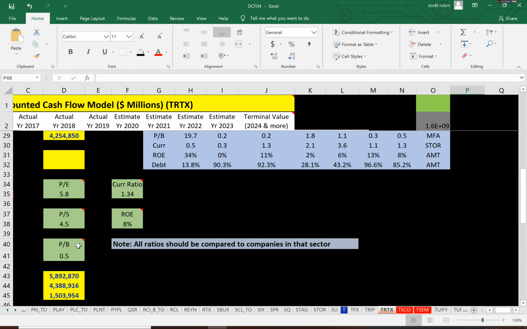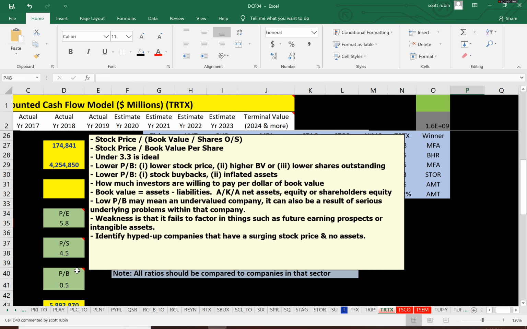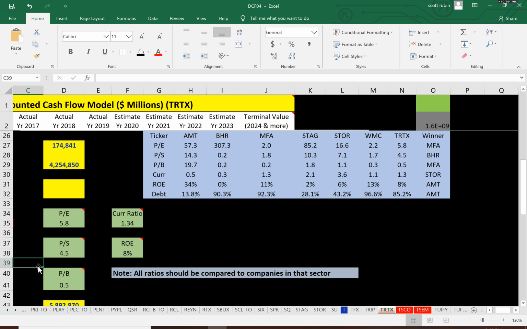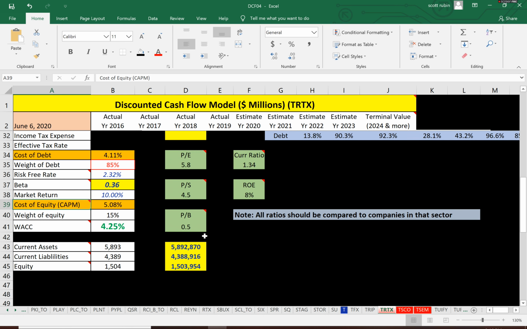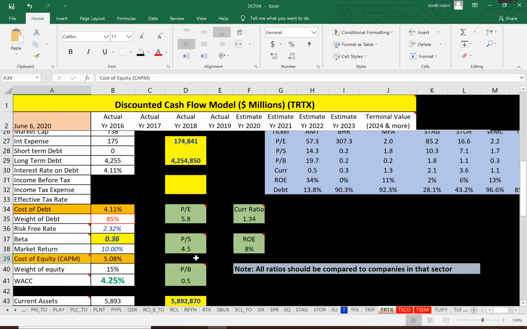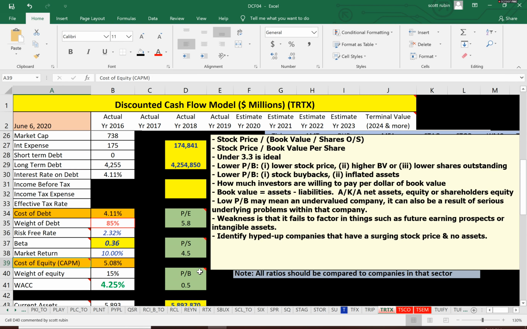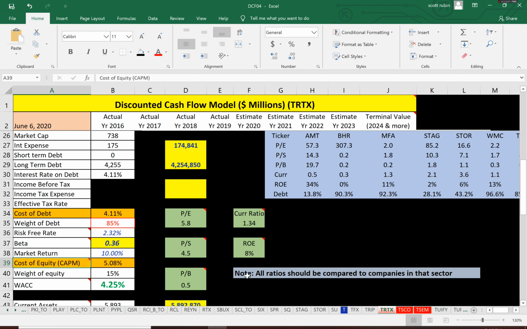And price to book, this is a really low price to book, 0.5. It's the stock price over the book value per share. And remember, book value is just your equity, the value of your company according to the balance sheet. I like to see under 3.3. Certain firms just have really low book value, so it's not as easy to compare. But you should always compare ratios to companies in the same sector. That's the only way you know if the company has good ratios. Because it may look good, but when you compare it to its competitors, it doesn't look so great. You can't compare this stock to Apple, because they're going to have way different ratios since they're a different company.